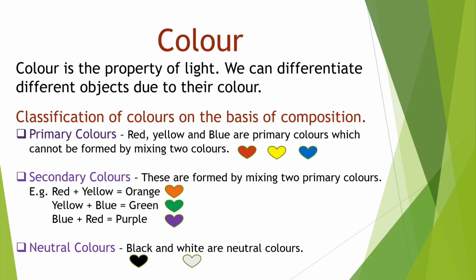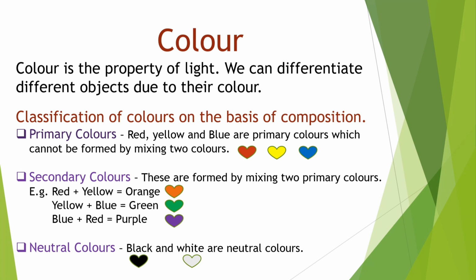Now coming forward to discuss what is a color. Color is the property of light. We can differentiate different objects due to their color. So the colors are classified into various forms on the basis of composition. So these classifications are primary colors, secondary colors, and the last one is neutral colors. So let's discuss primary colors. Red, yellow, and blue are primary colors because they cannot be formed by mixing any two colors. So that is why these are primary colors.